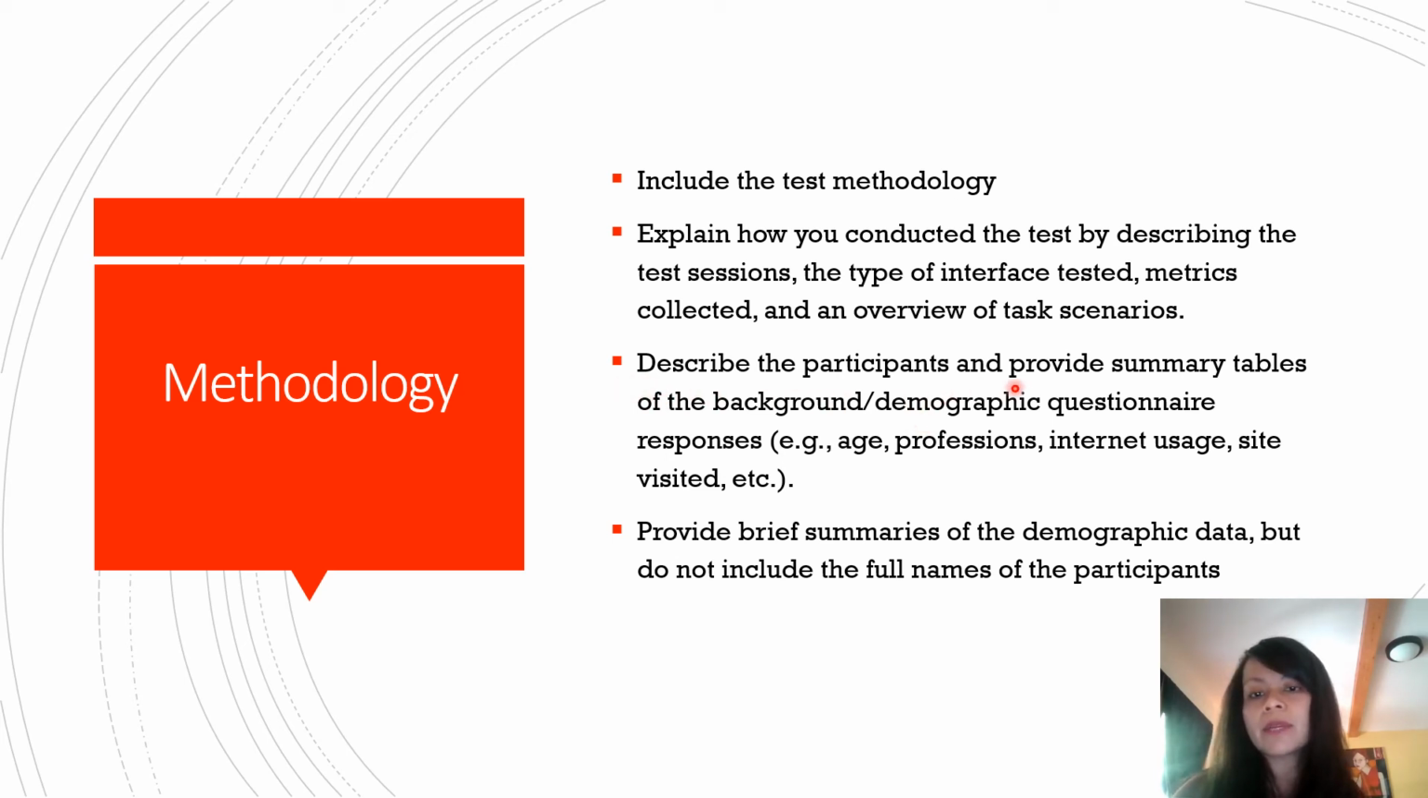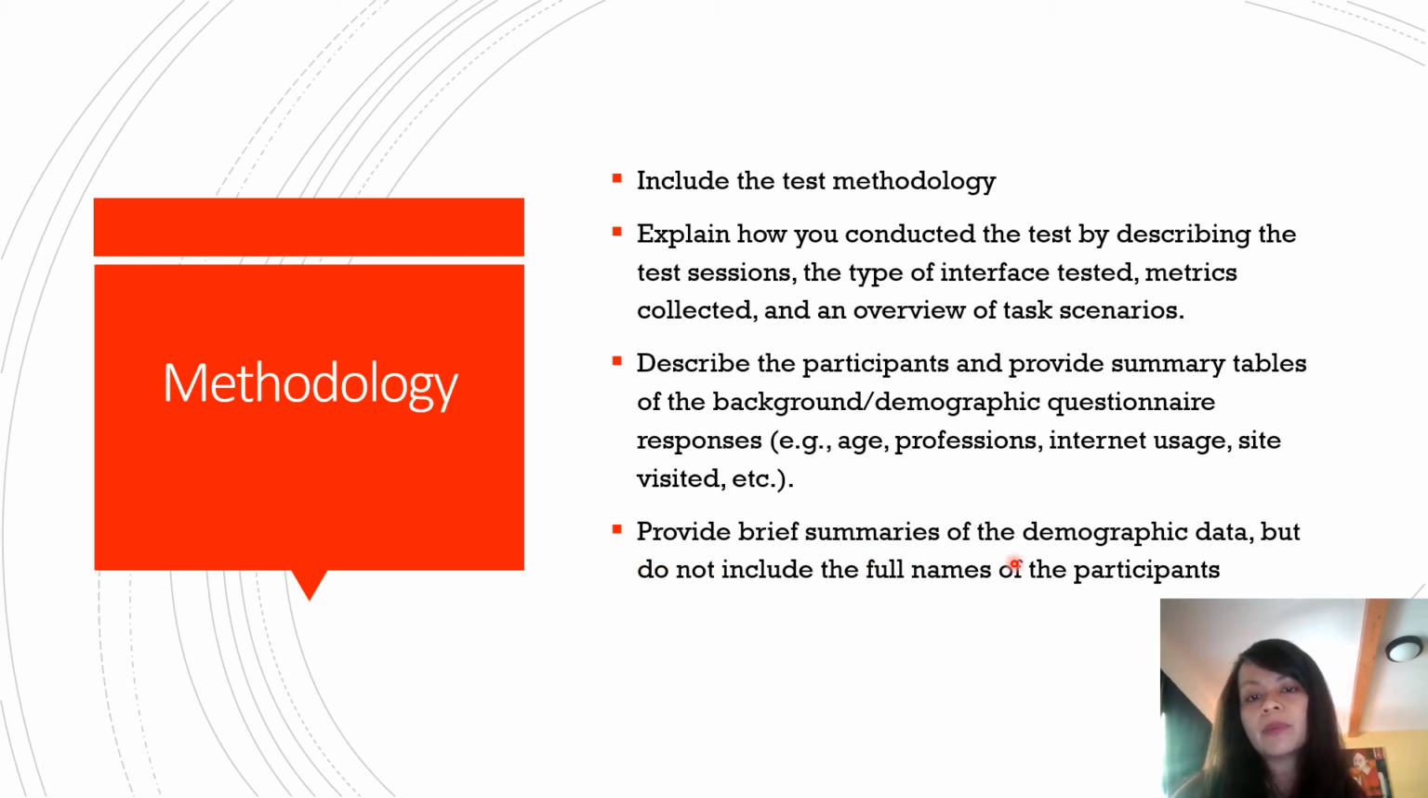You can include the script of it, whatever it is that you're prepared to tell your users. Next, you describe the participants and provide summary tables of background, demographic, questionnaire responses, for example, age, professions, internet usage, site visited, and so on. Even though all the students would be in the same age demographic, other factors might vary. For example, if you're testing a Compass Card, maybe many of them have never taken the bus before, or they're new to Vancouver. So those things you can still ask, and there might still be a difference in the group.